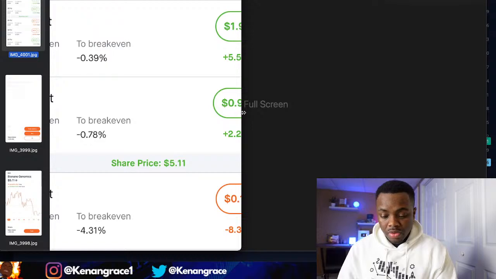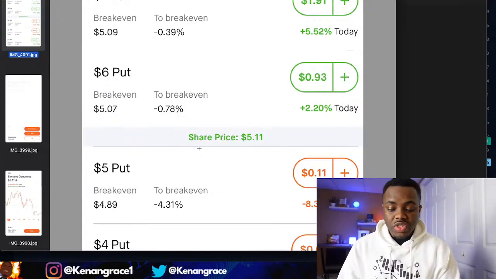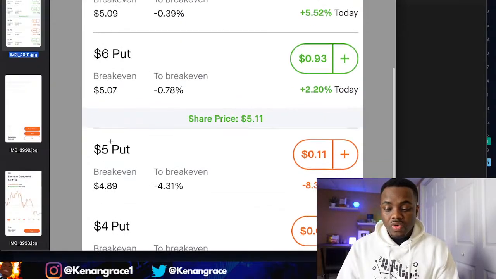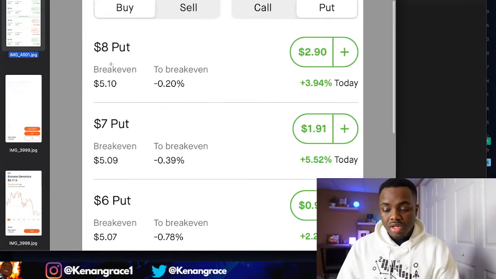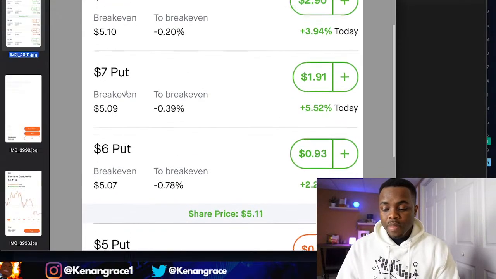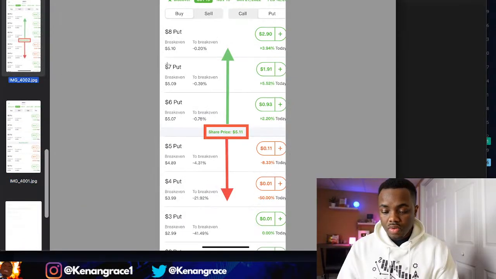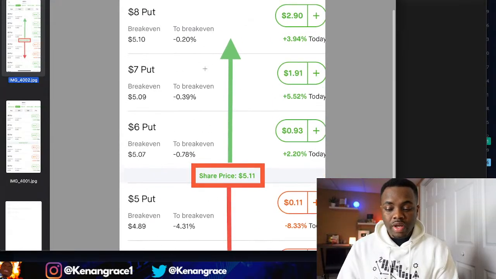Right here in the middle, as you remember from the call option video, you'll see this. The share price is in the middle, and it's $5.11. Now that we know that, notice there are all of these numbers on the left. There are numbers called break even, so on and so forth. Okay, now let's look into this a little further. Notice we have a green arrow and a red arrow in this diagram right here. Let's zoom in a little bit, and let's look at the green arrow. Let's observe.